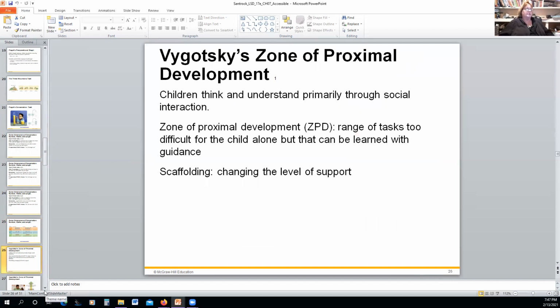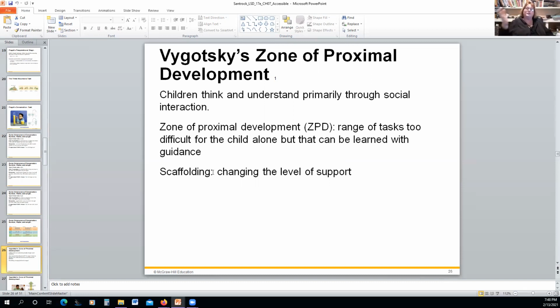This chapter also talks about Vygotsky and what's called the zone of proximal development, meaning what do children understand and what can they do on their own and what do they need help with. So what they can do on their own is the lower level of their zone. What they need help with is the upper level. And the idea is that someone guides them or provides scaffolding to kind of help them work to and work through what they could do on their own and what they need help with.